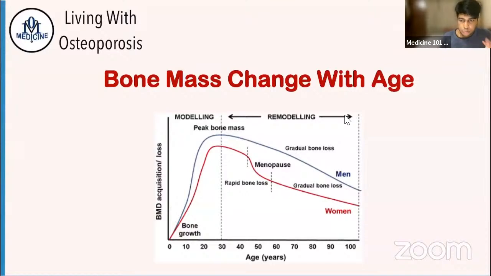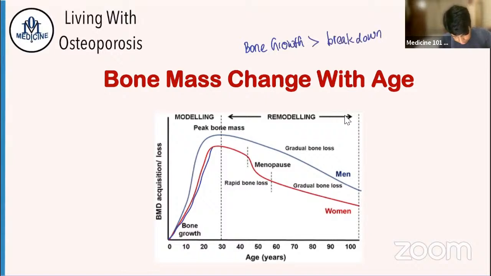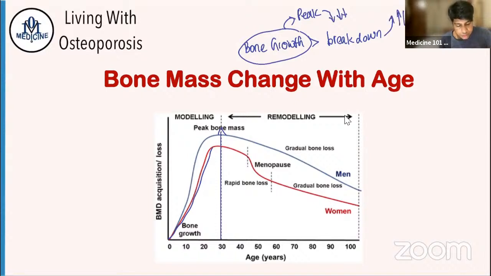Now, how does the bone mass change with age? When you are young, the bone growth is greater than breakdown. But the moment you hit the age of 30 to 35, this has reached its peak. And then it is going to gradually decrease, while this gradually increases. So in a male, you will see the decline like this. You lose around 1% of the bone mass per year.